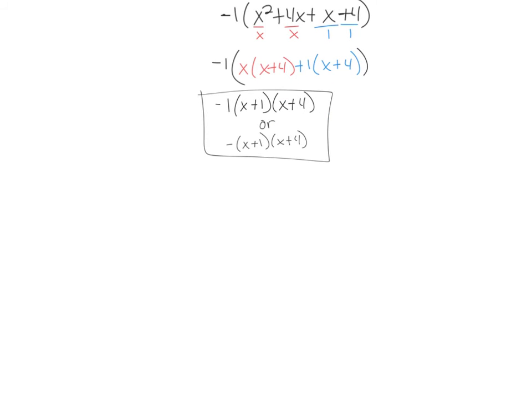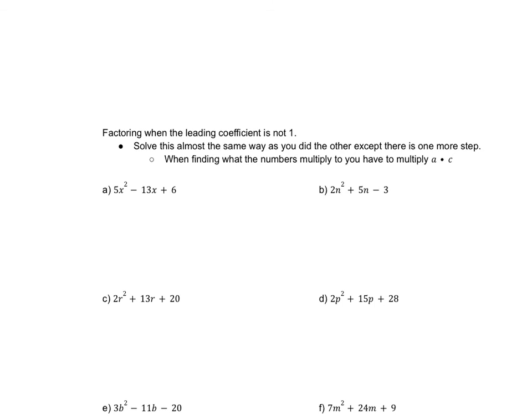Okay, now let's talk about when the leading coefficient is not 1. So when the a term is not 1, you have to do one more little step, okay? Otherwise, it's the same thing. So you solve this almost the same way as you did the others, except there's one more step. When finding what numbers to multiply, you have to multiply a times c. And a lot of people will forget that.